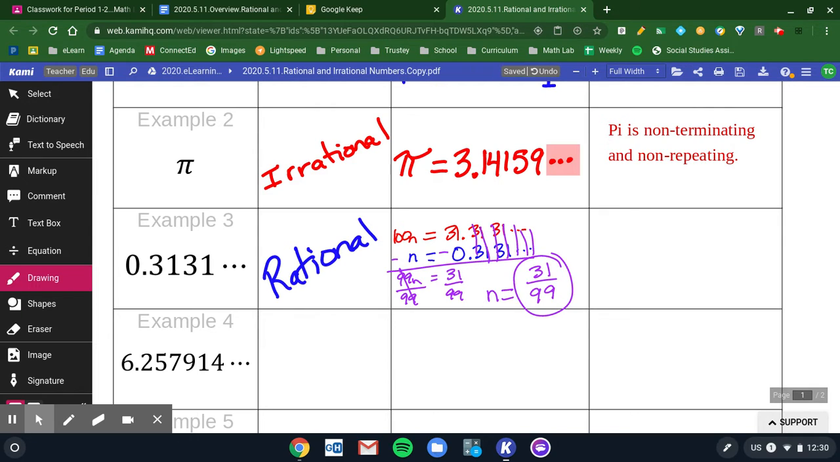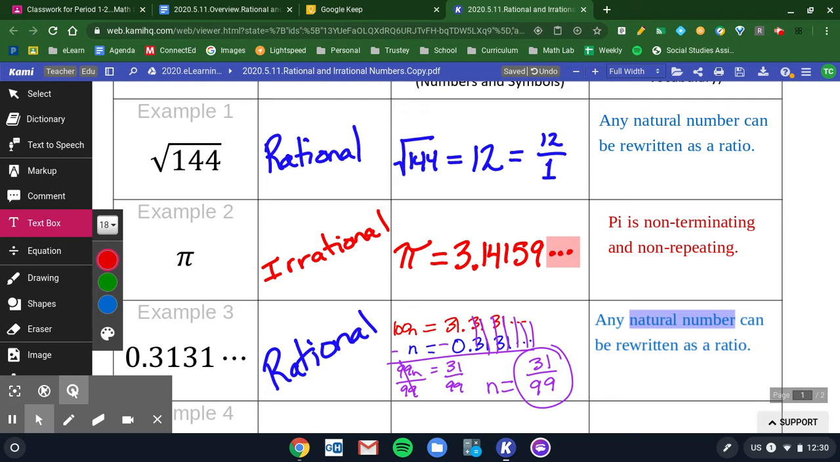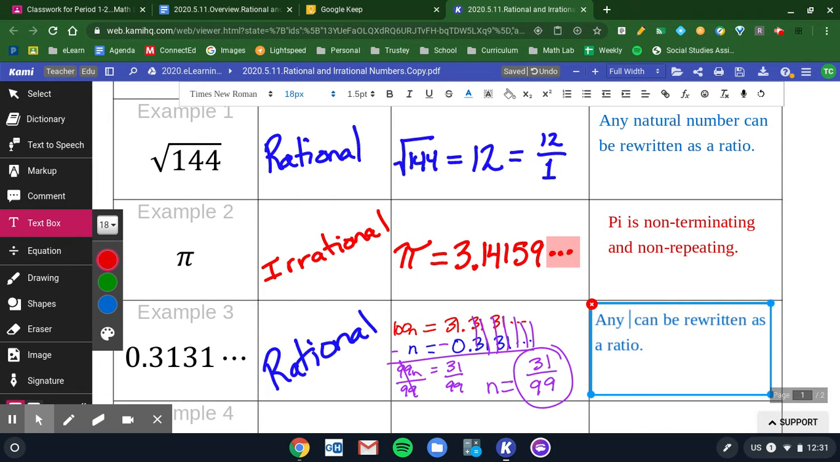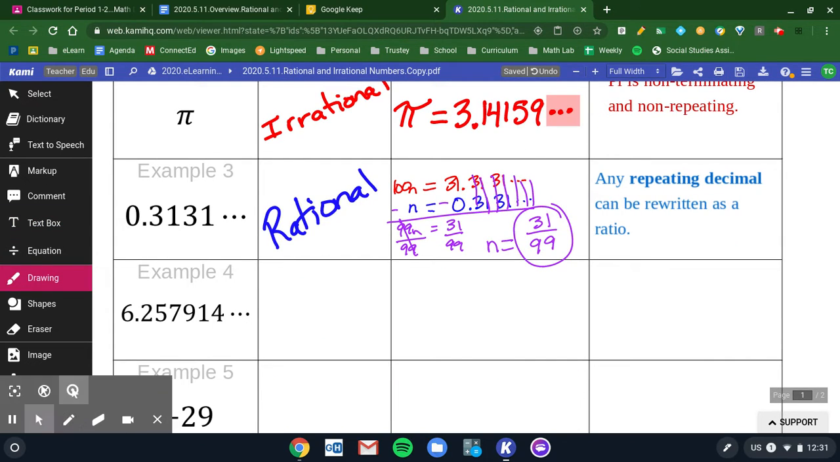That is how we use numbers and symbols to prove that 0.31 repeated is in fact able to be turned into a ratio. Now I can copy my reasoning for example 1, but I'm going to erase the word natural numbers, and I'm going to write any repeating decimal, as long as it repeats, can be rewritten as a ratio, and we just showed that with 0.31 repeated as 31/99. Onward we move to example 4, where we have another decimal that goes on forever, but check this out.